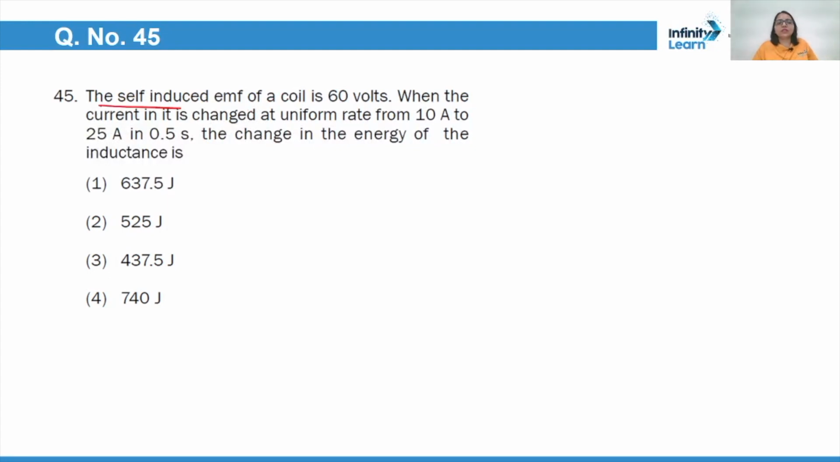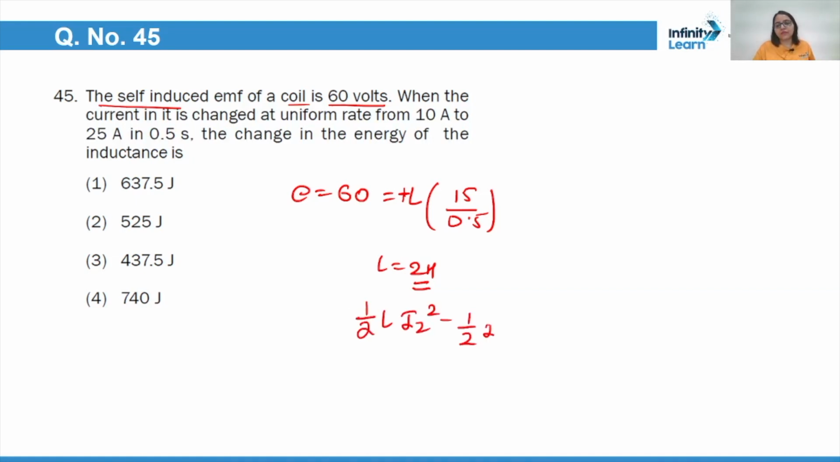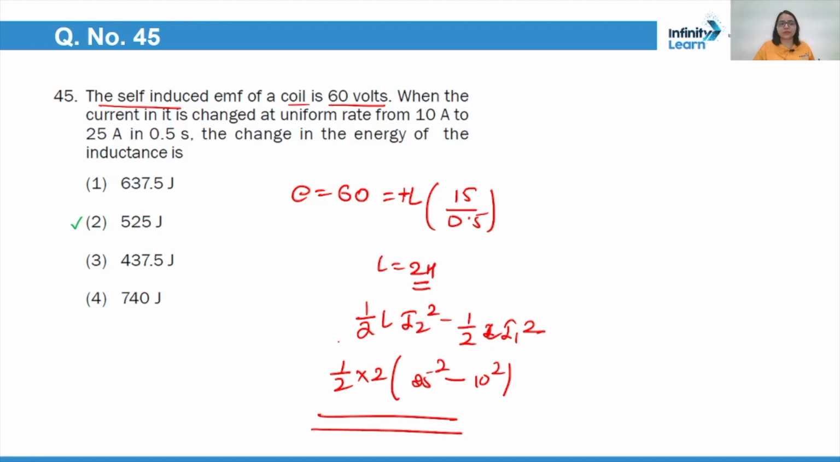Question number 45, we have self-inductance. Induced EMF of a coil is 60 volt when the current in it is changing from this to this. What is the change in energy of the inductance? So it is equal to minus L di by dt, or just the magnitude is L di by dt, which is 15 upon 0.5. So L will be 2 Henry. So change in energy is half L I2 square minus half L I1 square. So it is half into L, I2 square is 25 square minus I1 square is 10 square. So after solving this one, you'll get change in energy as 525 joules.